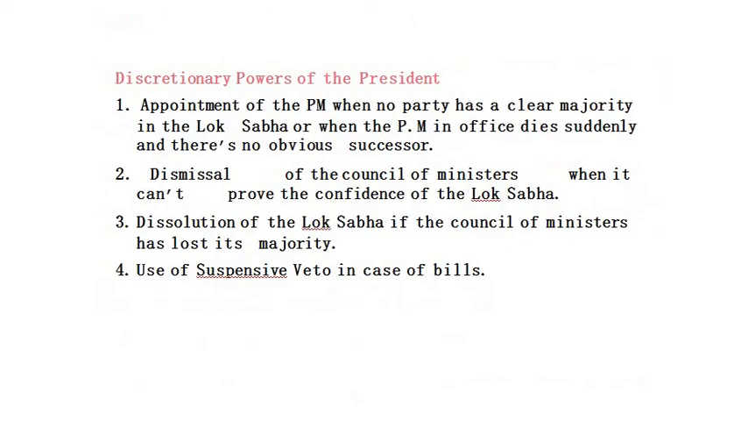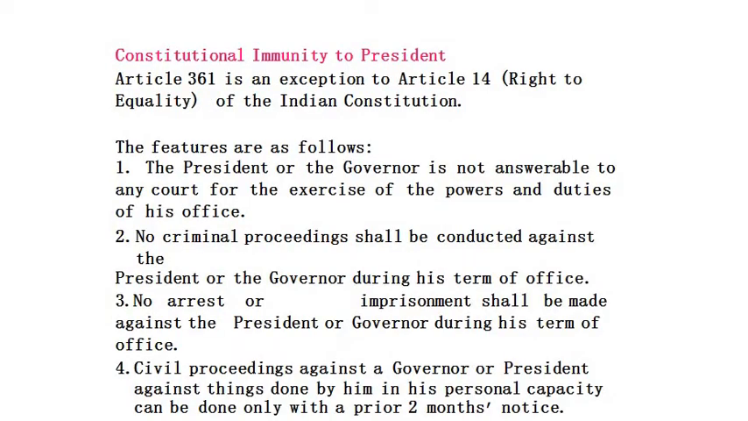Then come the discretionary powers of the president. He appoints the prime minister when no party has a clear majority in the Lok Sabha, or when the prime minister in office dies suddenly and there is no obvious successor. Dismissal of the council of ministers when it can't prove confidence in the Lok Sabha. The dissolution of the Lok Sabha if the council of ministers has lost its majority. Use of the suspensive veto in the case of bills. We already discussed that.